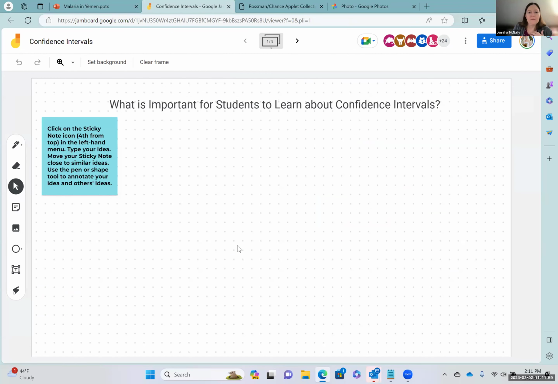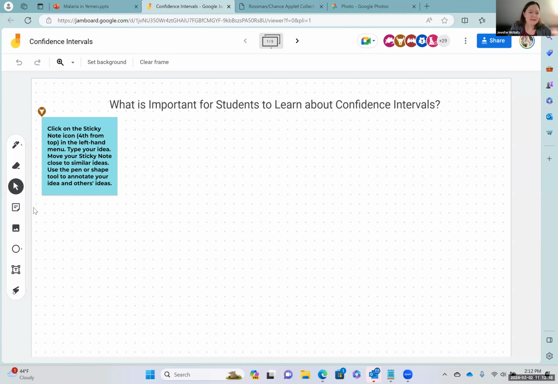So when you get there, it will look like this. And this is basically a whiteboard, and you can put sticky notes onto it to respond to my question. Oops, we did that one already. Oh, no, we didn't. What is important for students to learn about confidence intervals?